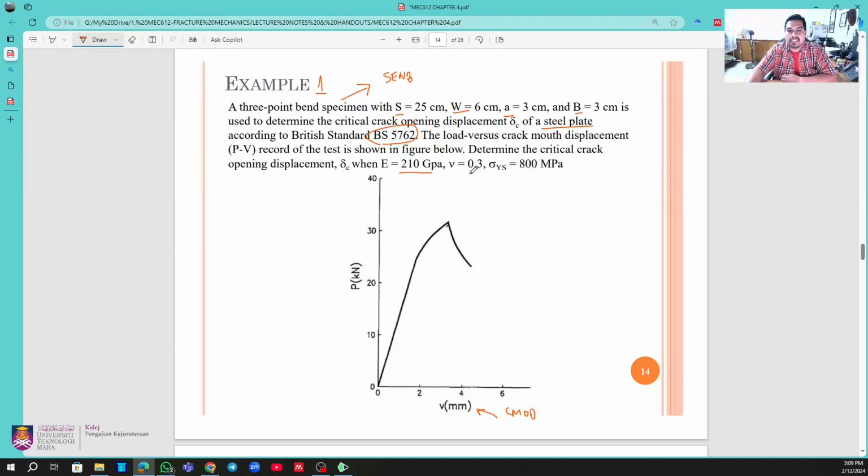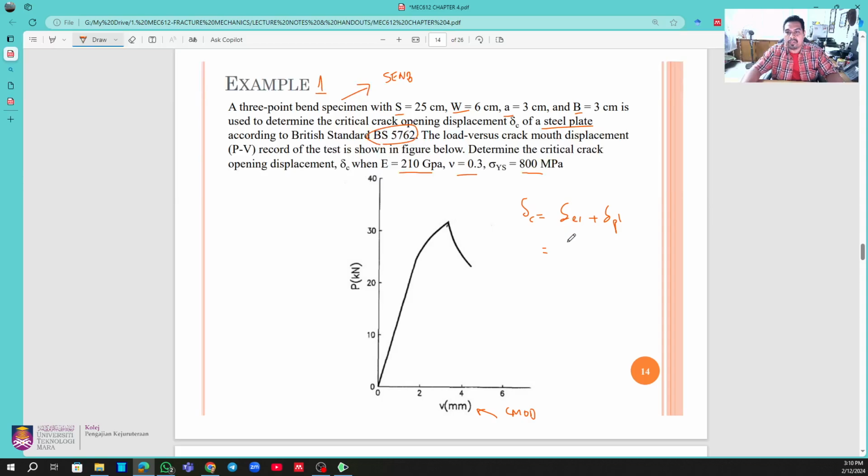So given all this information, E is a Young's modulus of 210 gigapascal, Poisson's ratio of 0.3, as well as the yield strength equivalent to 800 megapascal. So this is the data, and we are quite sure that we have the formula already. So delta critical is equivalent to delta elastic plus delta plastic. And each component we know already, since the Poisson's ratio is given to you.